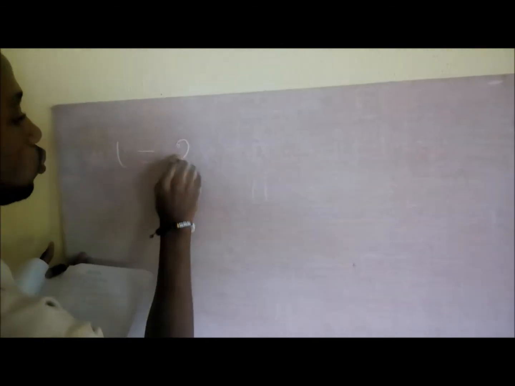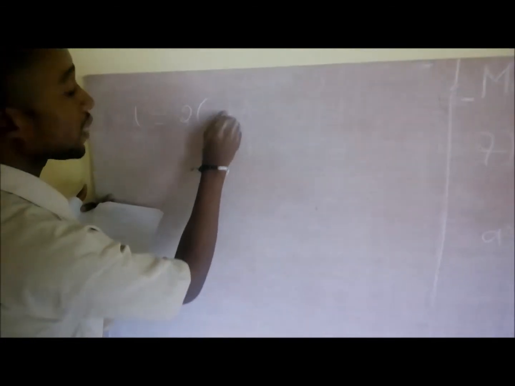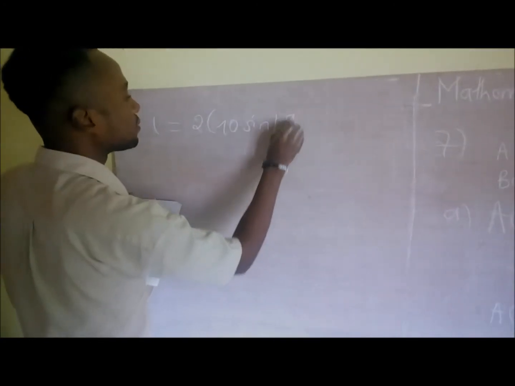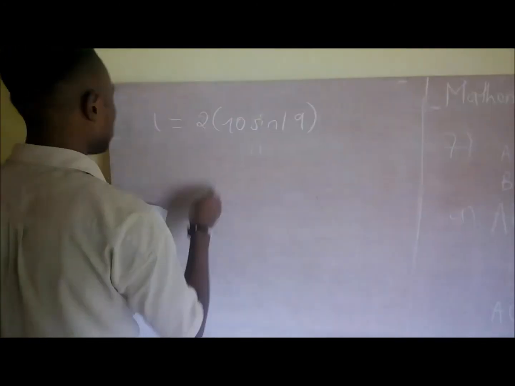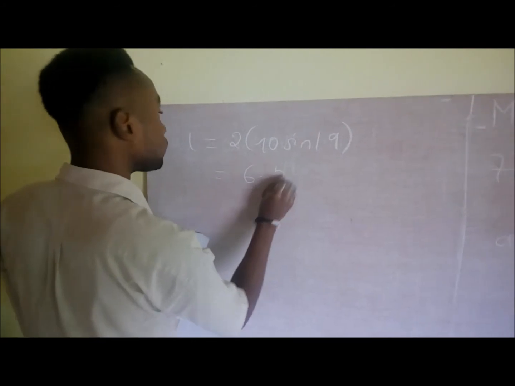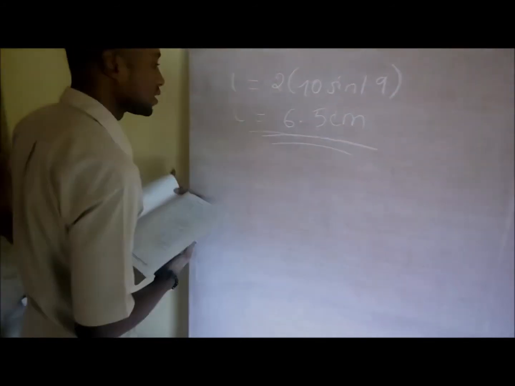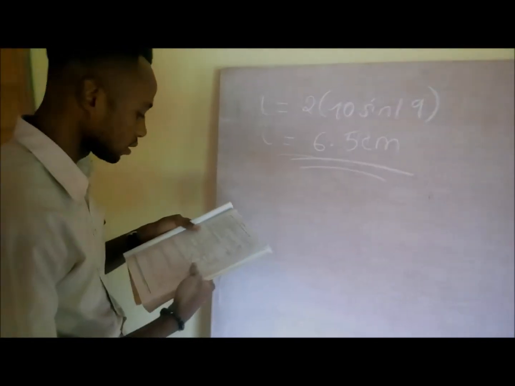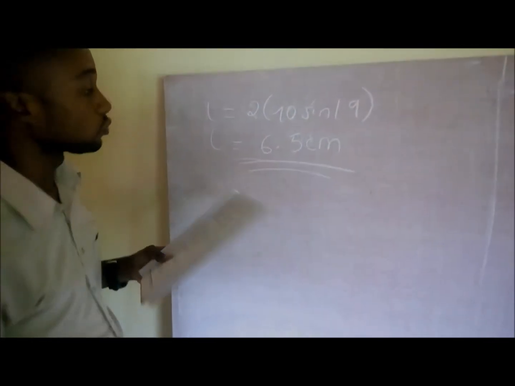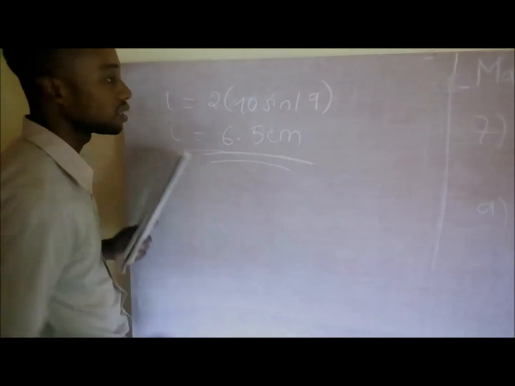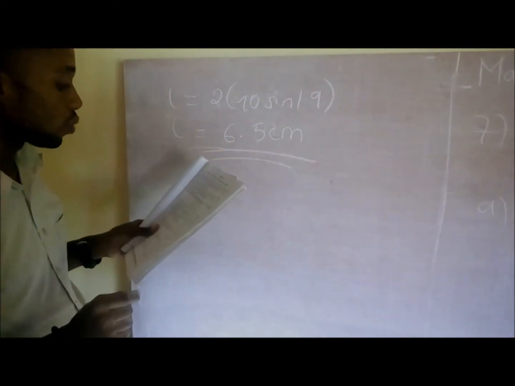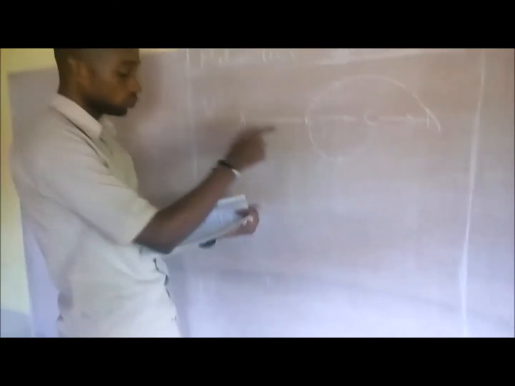At the end, when you calculate, your L will give you a number, and you multiply by 2, then I will have 2 times 10 sine 19. From there, if you calculate, you have 6.5 centimeters. This is the length of the straight line AC, to one decimal place.